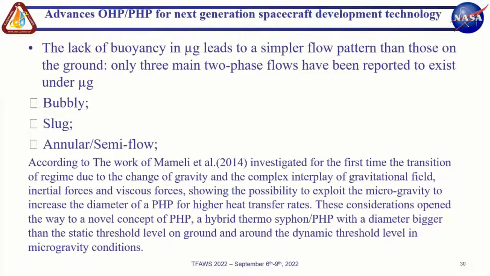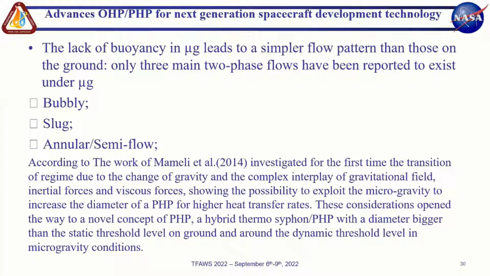The lack of buoyancy in microgravity leads to simplified flow patterns, and they count only three main flow phases, and probably the second one is slug and the third is annular semi-flow. We know that accordingly the flow is mainly investigated for the first forms and transition, resolved due to the absence of gravity and the complex interplay in the cavitation of areas: inertia forces and viscous forces.